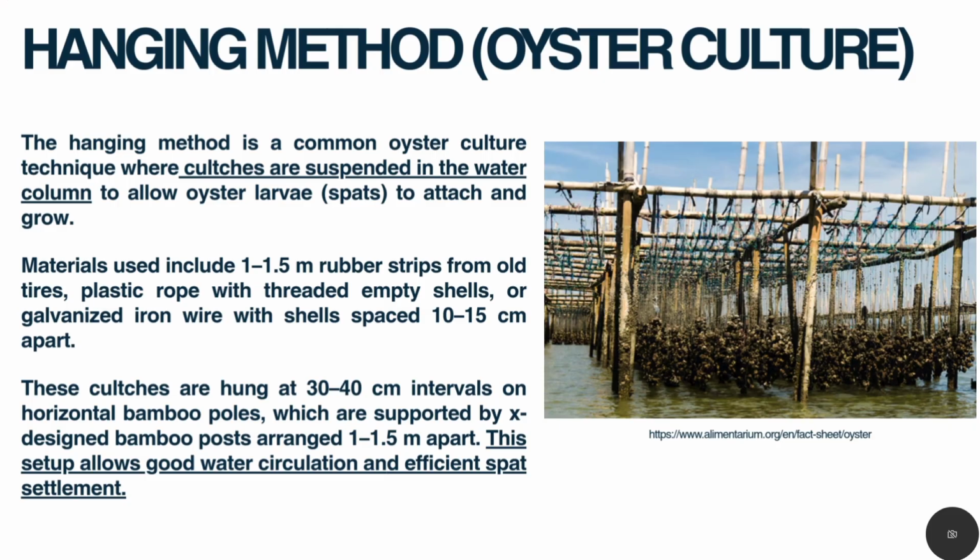The hanging method is one of the most common techniques used in oyster culture. In this method, cultures are suspended in the water column to allow oyster larvae or spats to attach and grow. Materials such as rubber strips from old tires, plastic ropes with threaded shells, or galvanized iron wires with shells spaced apart are used. These couches are hung on horizontal bamboo poles supported by X-designed bamboo posts, allowing good water circulation and promoting efficient spat settlement.